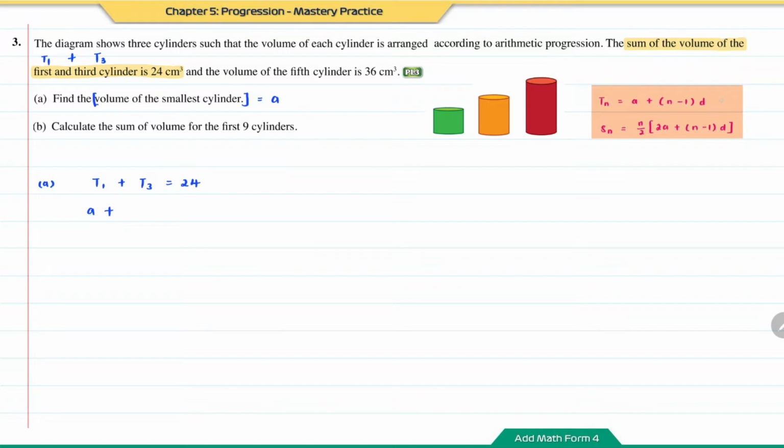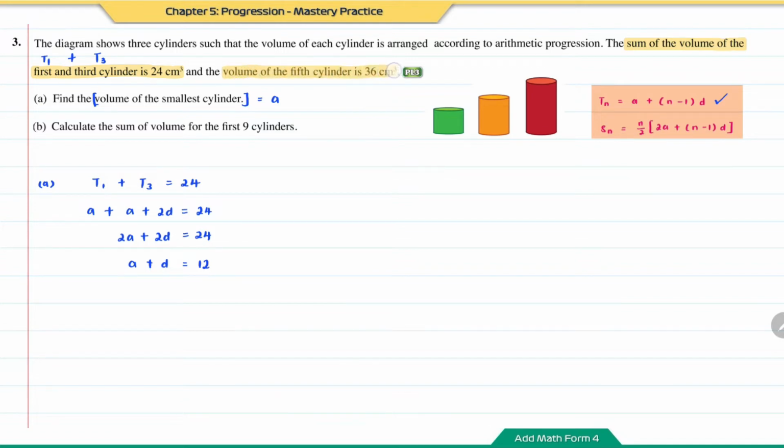As for the T3, we're going to solve it using this formula. So it's going to be A plus 3 minus 1, which is 2D, equal to 24. So A plus A is 2A plus 2D equal to 24. Next, I'm going to divide every term by 2. So A plus D equal to 12. So this is the first equation.